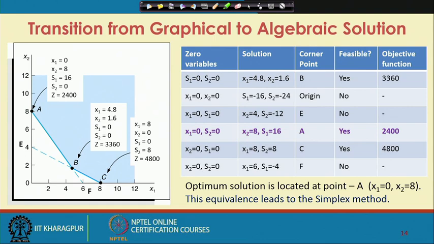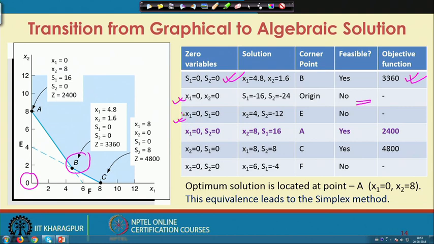So, now look at the graphical solution that we have seen in the previous lecture. Let us locate all these 6 points. S1 equal to 0, S2 equal to 0. This is point B, which is a feasible solution with objective function value 3360. X1 equal to 0, X2 equal to 0, this is the origin and it is not feasible.